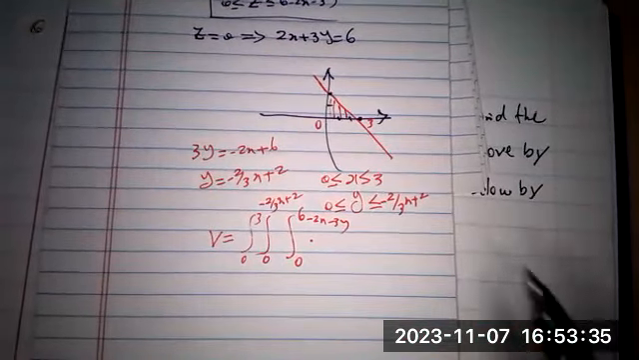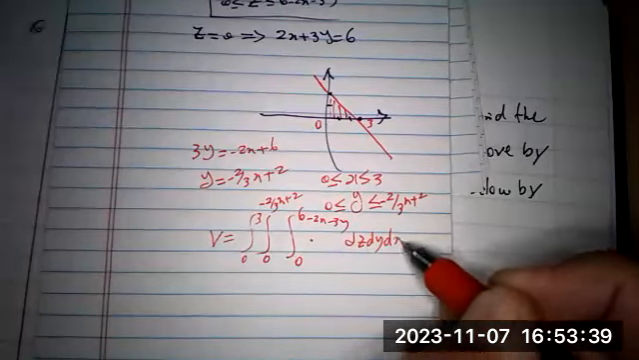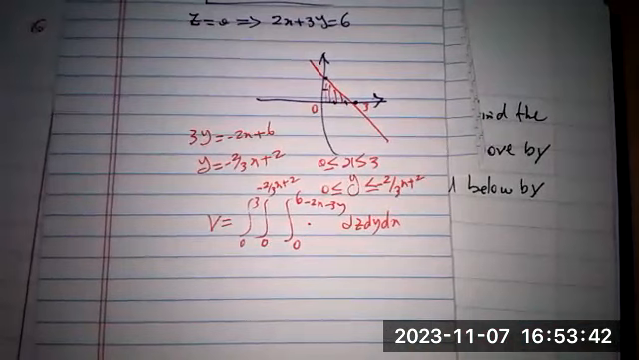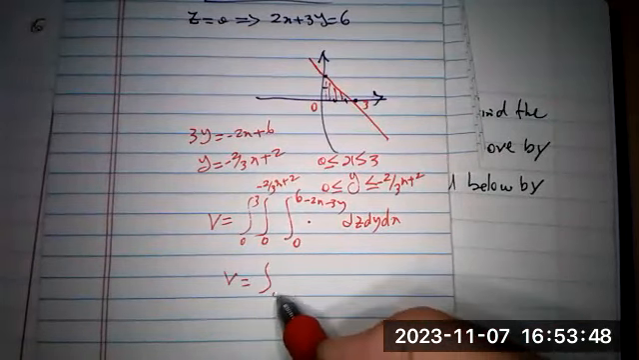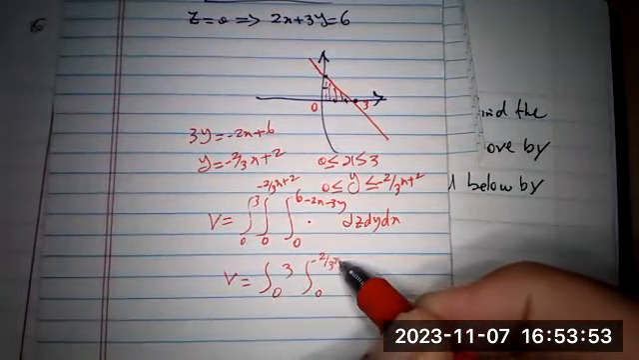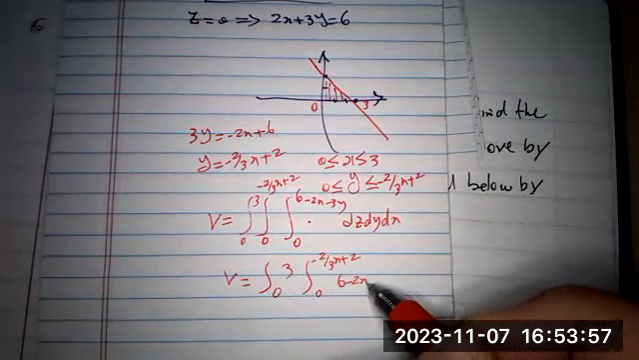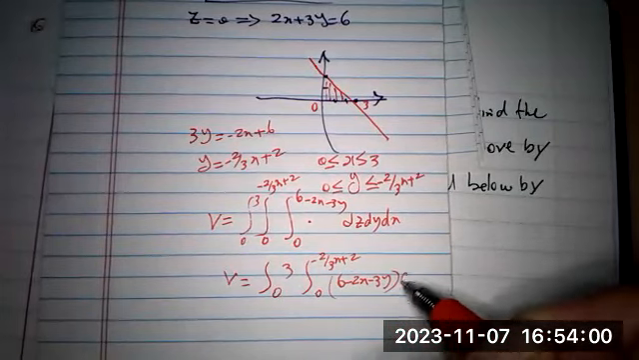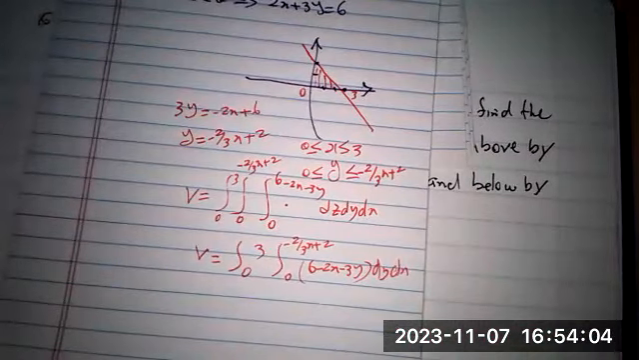This is going to be dz dy dx. This is one way to do it. The other way to do it, you can do the double integral. If you do the double, it's going to be 0 to 3, 0 to negative 2/3 x plus 2, and you have to bring the function here: 6 minus 2x minus 3y dy dx. You see? Okay. That's two ways you can do it, the triple or the double.